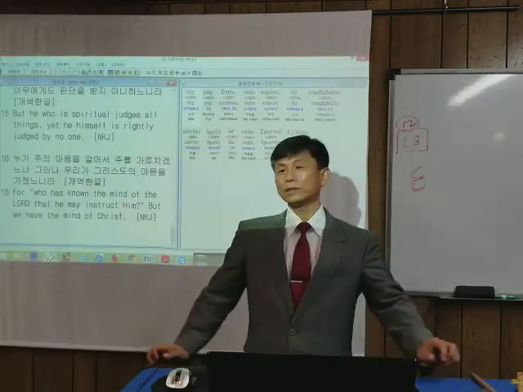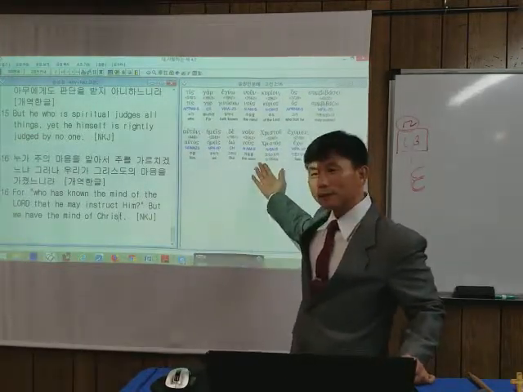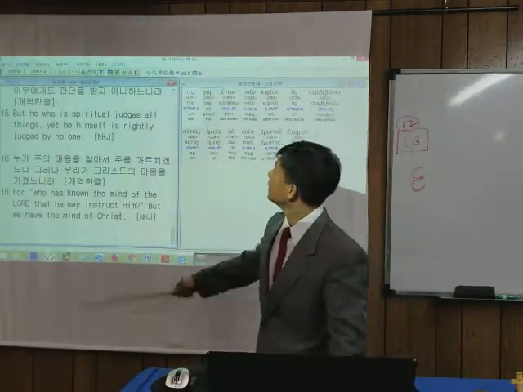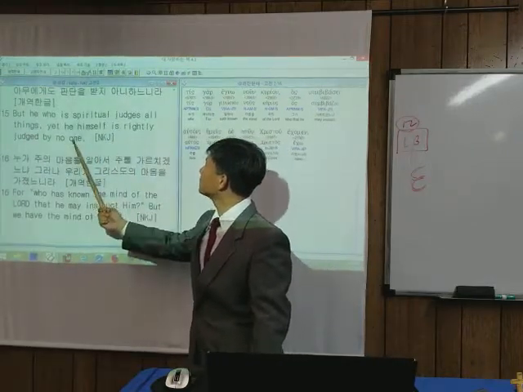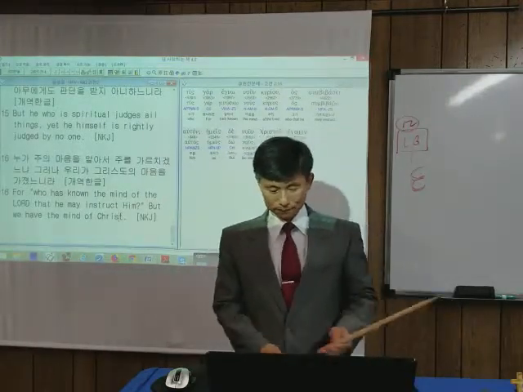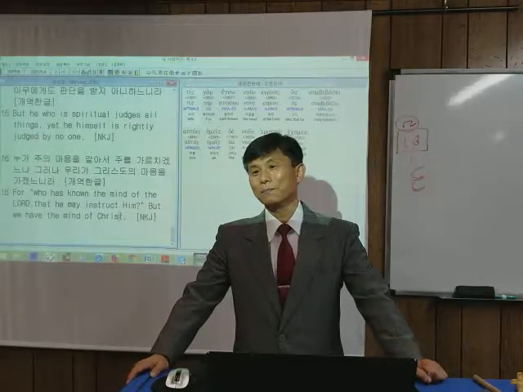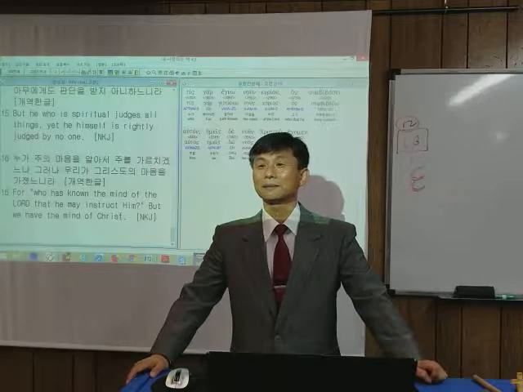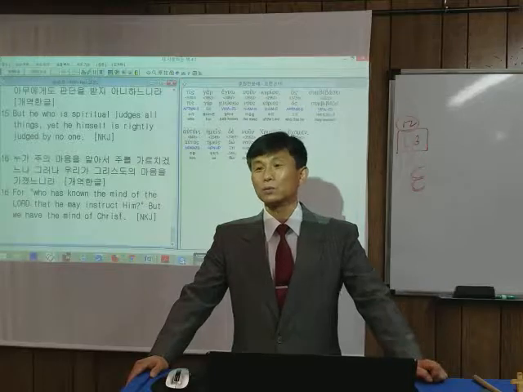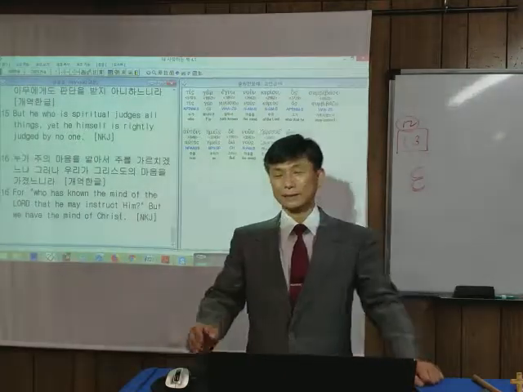Okay? So who is a spiritual person? Who has the intellect of Christ? So they can have what? Discernment. Okay? And then he himself is rightly judged by no one. Okay. So natural man is what then? What kind of man? The number of beast. The man of beast. Okay, that's the natural man. Then who is the man of God? Who has the intellect of Christ.